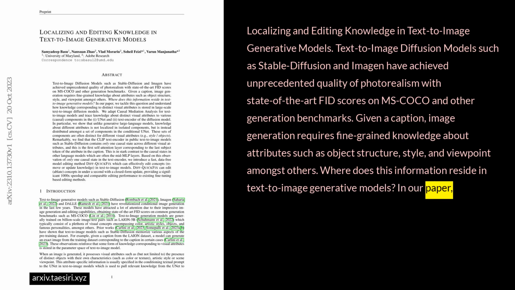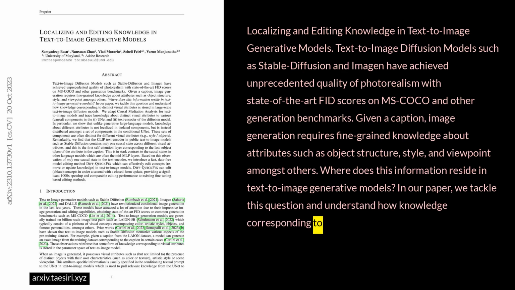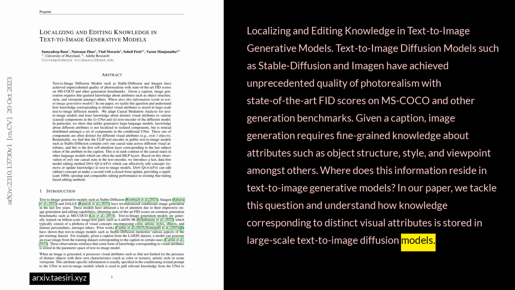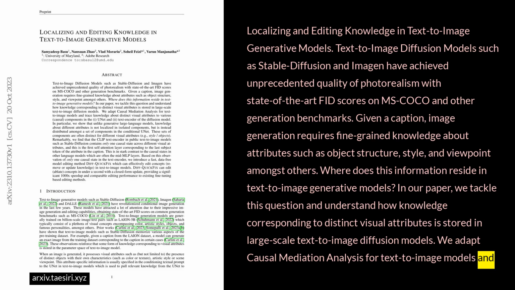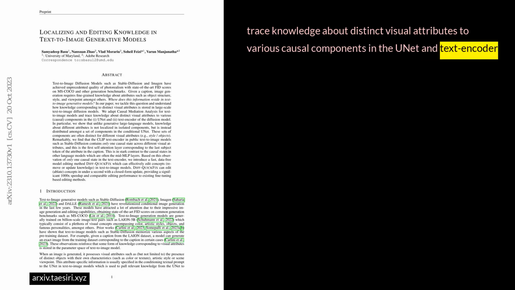In our paper, we tackle this question and understand how knowledge corresponding to distinct visual attributes is stored in large-scale text-to-image diffusion models. We adapt causal mediation analysis for text-to-image models and trace knowledge about distinct visual attributes to various causal components in the UNet and text encoder of the diffusion model.